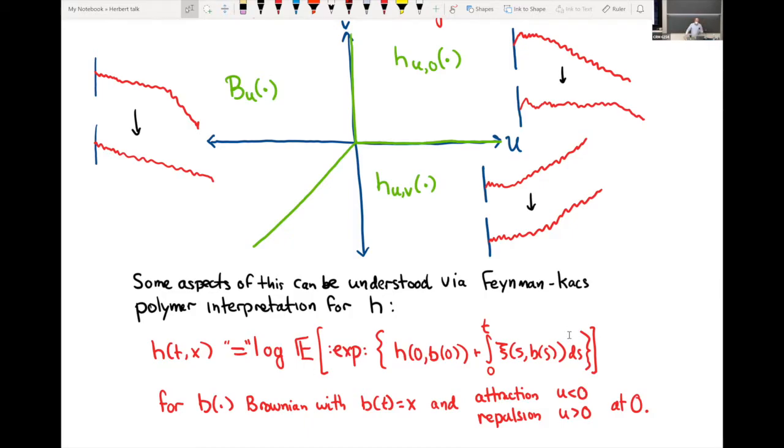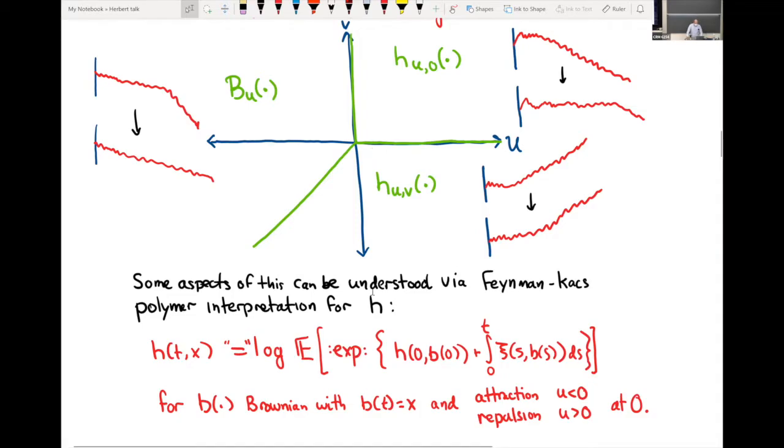This is the Feynman-Kac representation. Now, the point is that when u is negative, this represents an attractive interaction at 0. In other words, the Brownian motion gets rewarded for going near 0, probabilistically. And if u is positive, it gets repulsed, it gets penalized for going near 0. So now if we look back at our phase diagram, we can at least start to understand why we get these different phases.